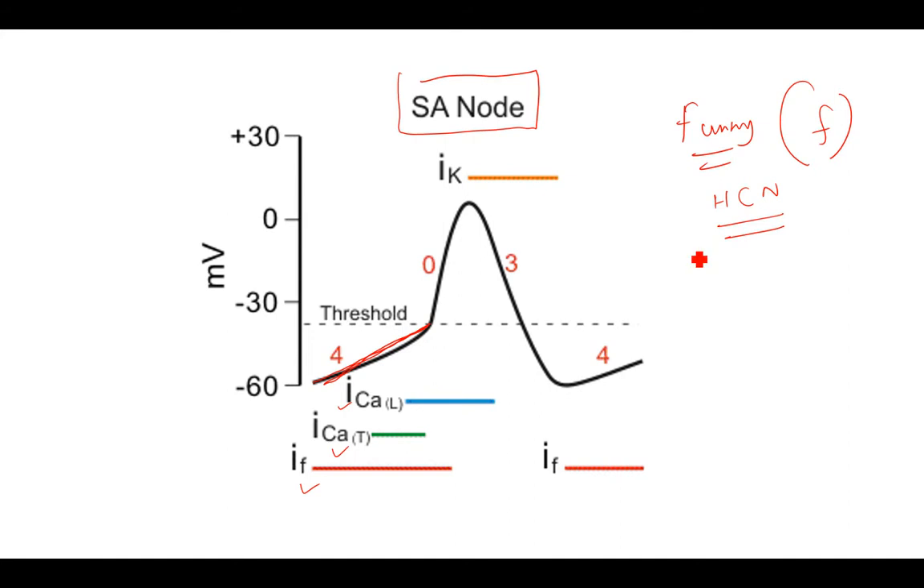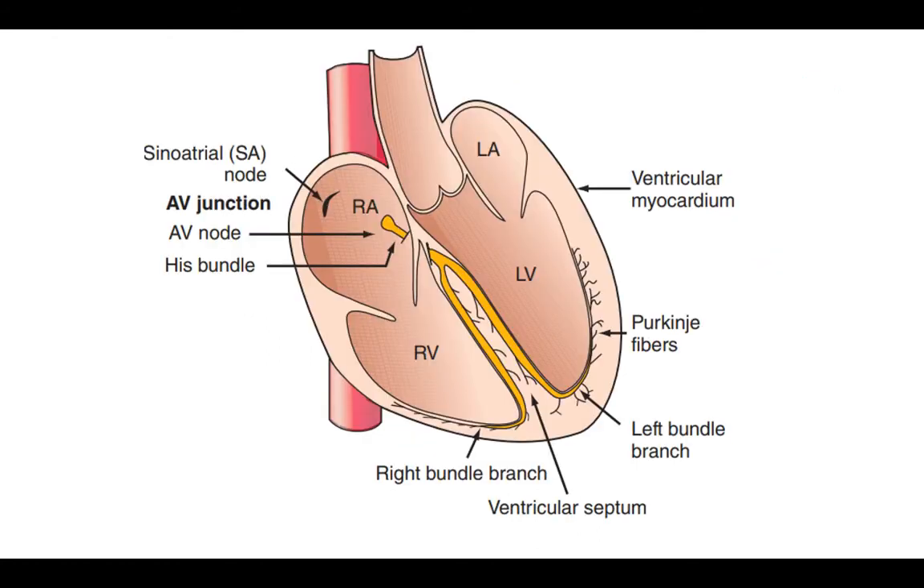In this context, I must say that a very important drug called ivabradine, this new drug, is being used for the management of cardiac failure, and this drug is an inhibitor of IF current. Okay, so with that knowledge we are moving to the conducting tissues.